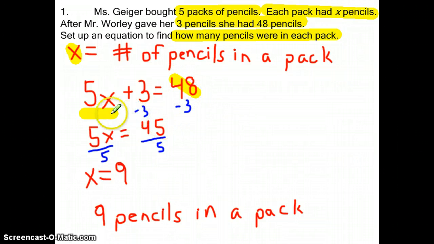You can see here we just worked that out the same way we work out our equations, doing opposite operations. So we got minus 3 to get rid of our plus 3. We get 5x equals 45. Since x is being multiplied by 5, we divide by 5, and our final answer, x equals 9. So there's 9 pencils in a pack.